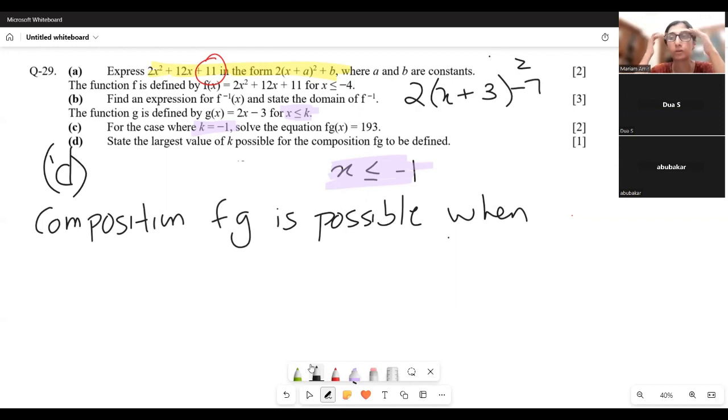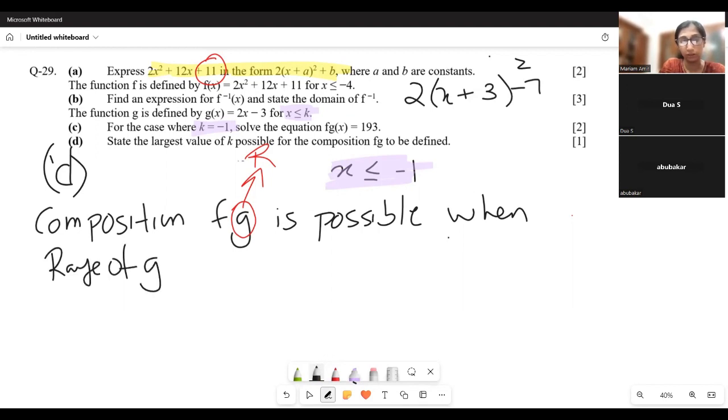Domain of what? Range of what? Domain of G. नहीं, इनर फंक्शन के रेंज से शुरू करते हैं. ये जो होता है ना इनर फंक्शन, इसकी रेंज से शुरू करते हैं. रेंज ऑफ जी मस्ट लाई विद इन डोमेन ऑफ एफ. ठीक है, इसका रट्टा लगा होना चाहिए. Range of g must lie within domain of f.